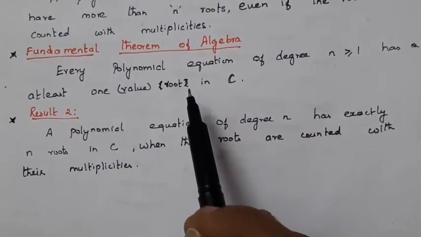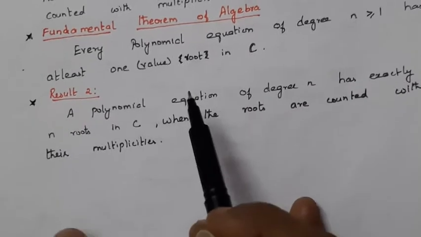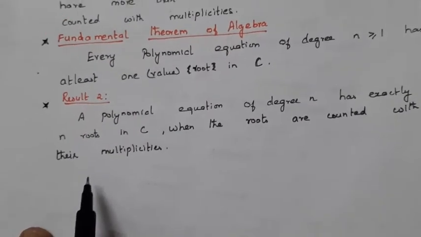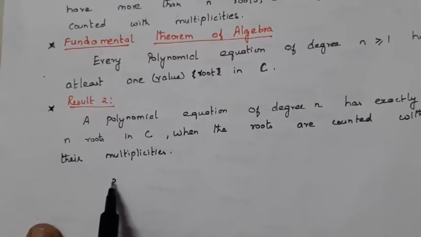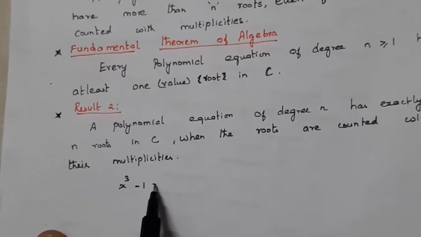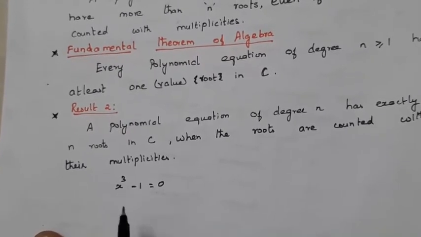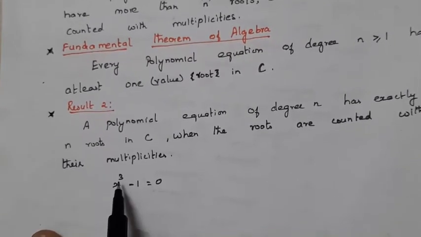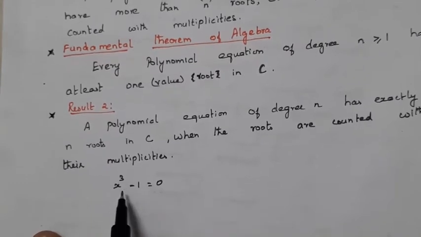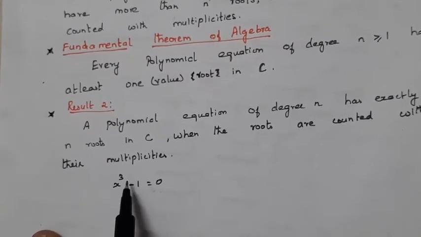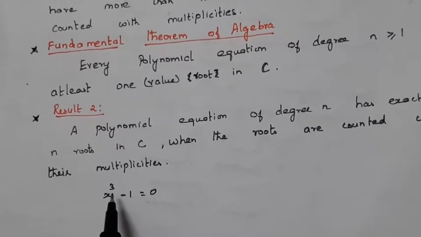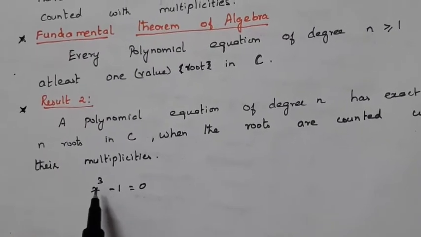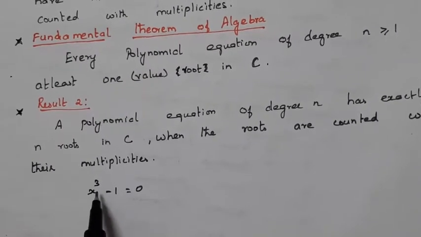See, I will explain this by means of a small example. Now consider this equation x cube minus 1 is equal to 0. So what is its degree? Its degree is 3. So according to the result, it should not have roots greater than 3. The number of roots shouldn't exceed 3. It may have only 3 roots, right?